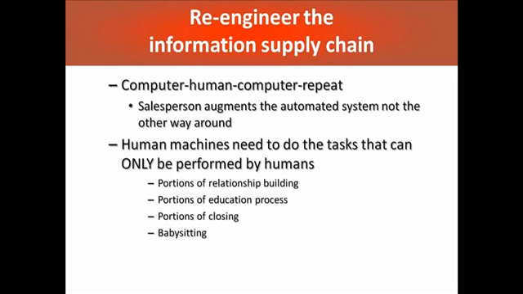Re-engineering the information supply chain, meaning the client needs information from you before they're going to buy. So I use this little human-computer repeat system, and some of you are going to be going, huh? I don't want to do it that way. You don't have to do it that way. The whole point is that right now most expensive sales processes are human, human, human, human, human, human, human, human, human, human, buy.